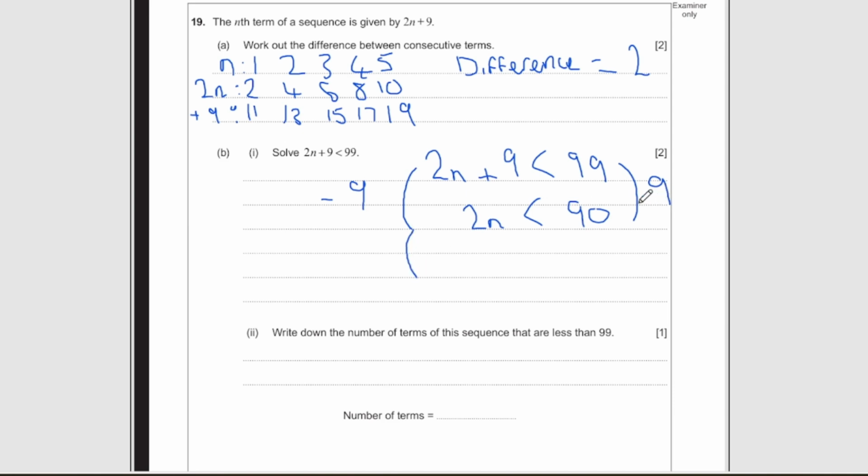And then we divide by 2. Just because it's n and it's nth term, it doesn't matter. We just work it out the same way as if it was an equals, a solving equation. So we divide by 2 to give us n is less than, what's n less than? 90 divided by 2, 45. So n is less than 45. Solved. That's the best we can do on that one.